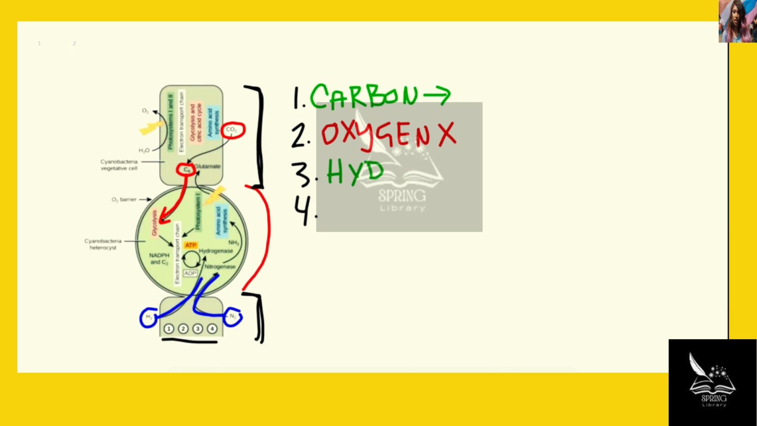Okay, so hydrogen and nitrogen. And that makes sense because we need those to make ammonia, right? So those are elements that are going in.